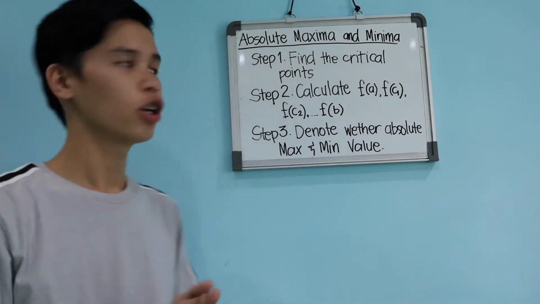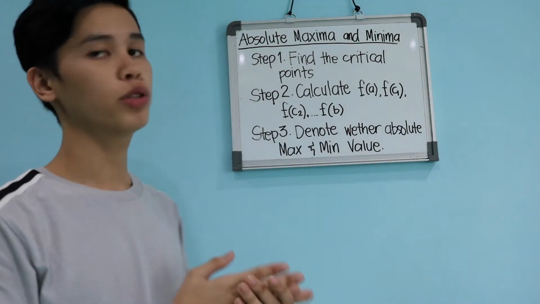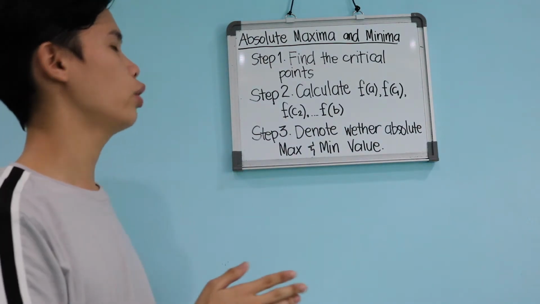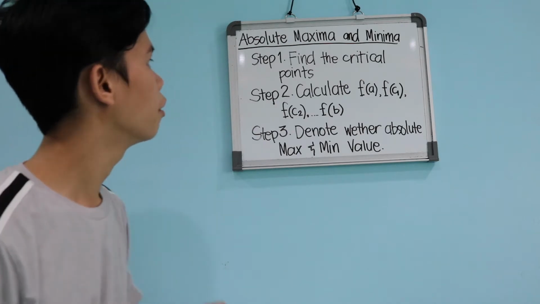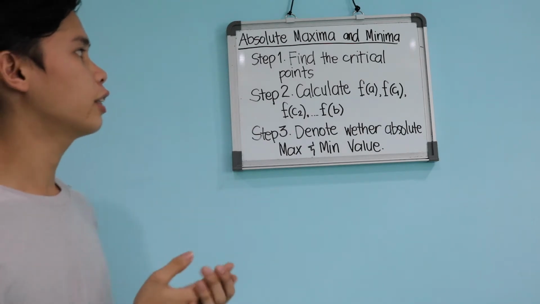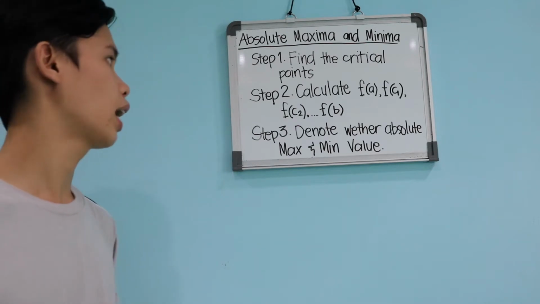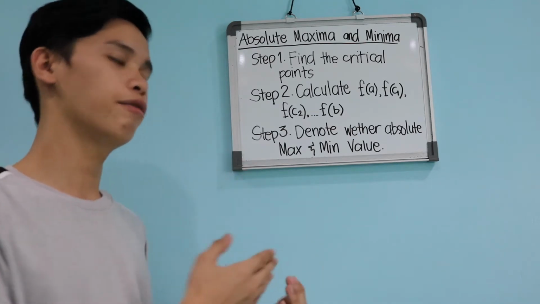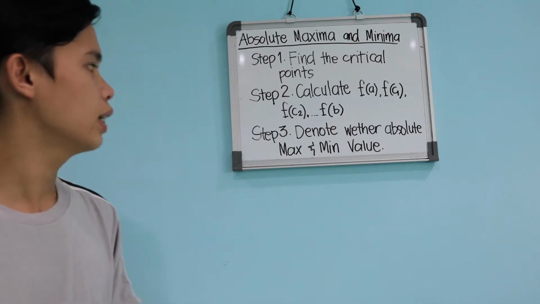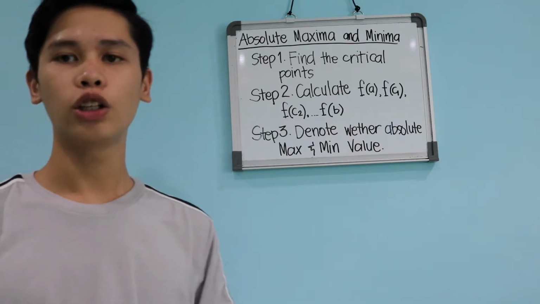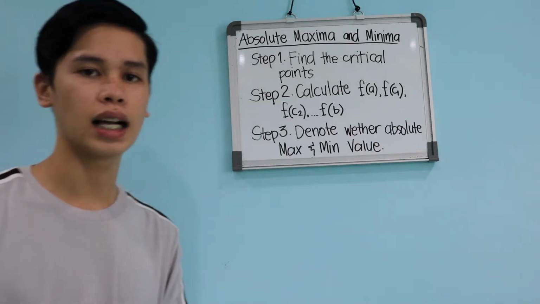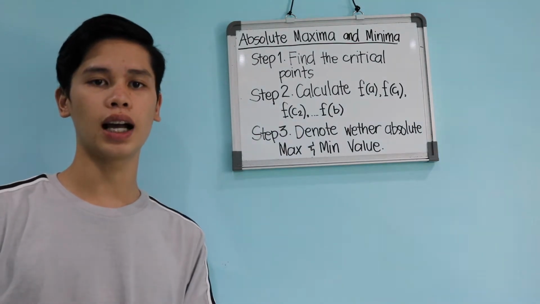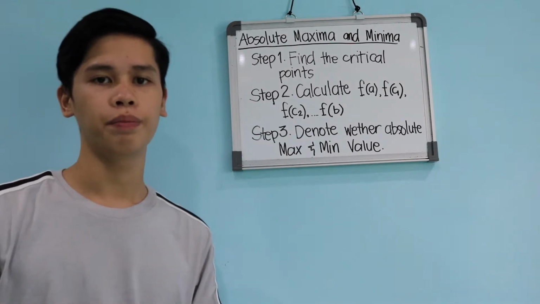So now we will be solving the absolute maxima and absolute minima. In solving absolute maxima and minima, we have 3 steps. The first step is find the critical points. Second step is calculate f of A, f of C1, f of C2, and f of V. The third step is denote the greatest of the numbers as absolute maximum value of f and the least of the numbers as absolute minimum value.